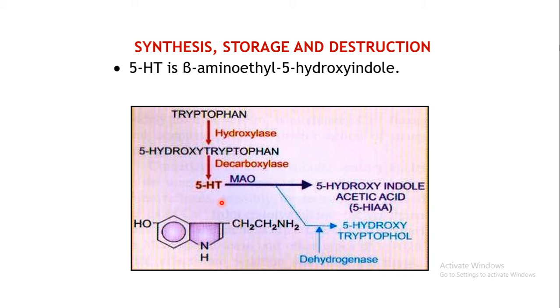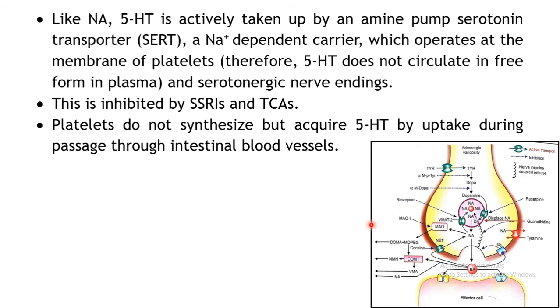Then coming to the destruction or the metabolism of 5-HT, it is acted upon by the enzyme MAO. Monoamine oxidase is the enzyme involved in the metabolism of 5-HT, and it gets converted into 5-hydroxyindole acetic acid. Further, it can also be acted upon by dehydrogenase, and it gets converted into 5-hydroxytryptophol. So there are two metabolites generated from the metabolism of 5-HT.